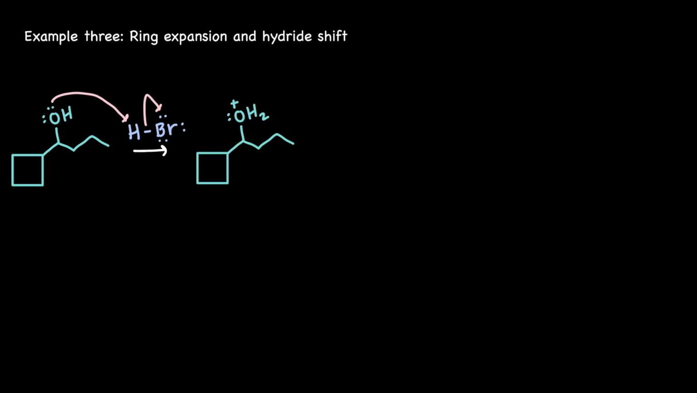Example 3. Ring expansion followed by a hydride shift. 1-cyclobutyl-1-butanol reacting with HBr. First, the alcohol oxygen is protonated by HBr, converting the poor leaving group into a good leaving group, water. Water then leaves, forming a carbocation on the carbon attached to the cyclobutane ring. Now we should examine the carbocation. It is located adjacent to a 4-membered ring.